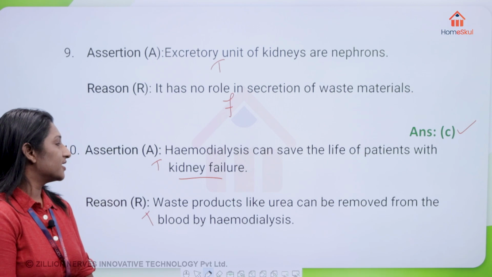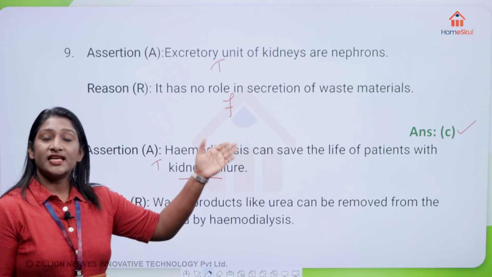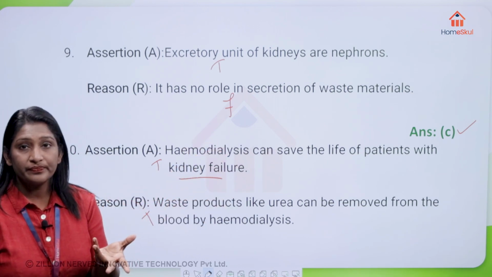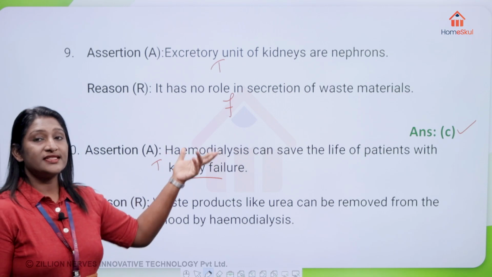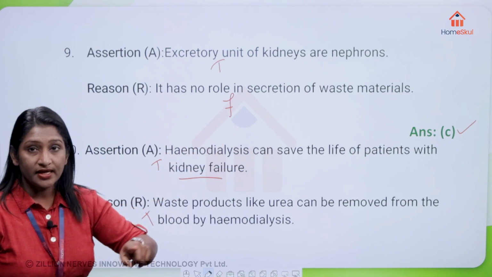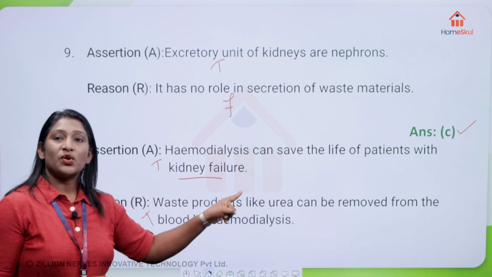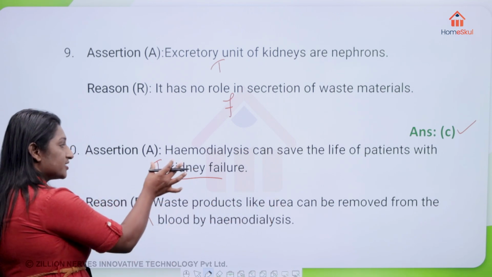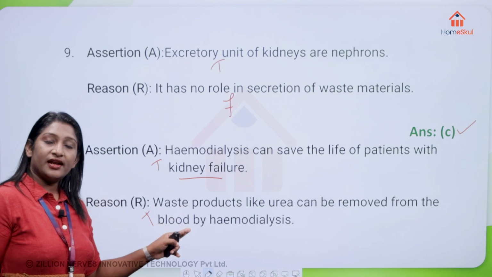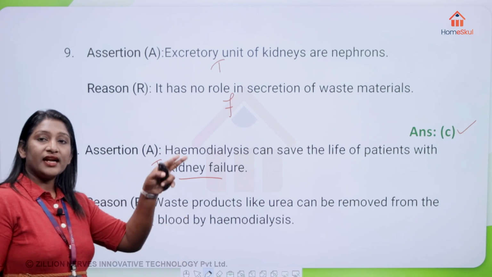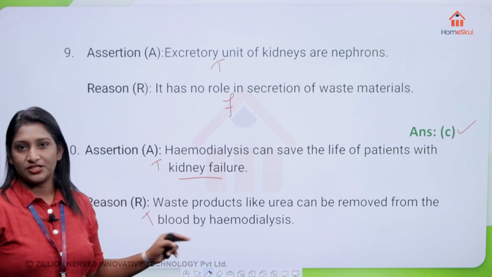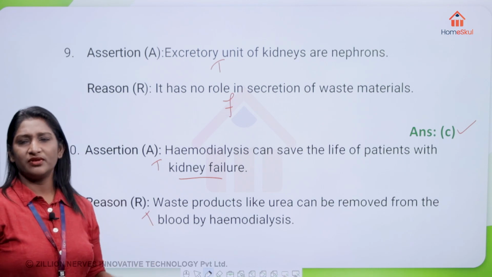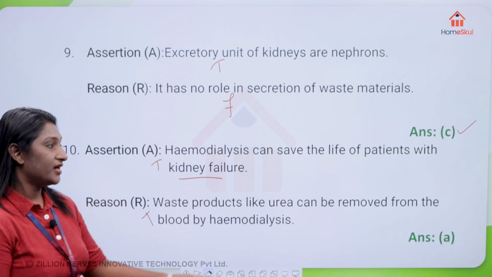And see this, hemodialysis saves lives. How does hemodialysis save life? By removing waste products like urea. So we can say the assertion is correct, the reason is correct, and the reason is the correct explanation of the assertion. So which one will be the answer? My answer is this one.